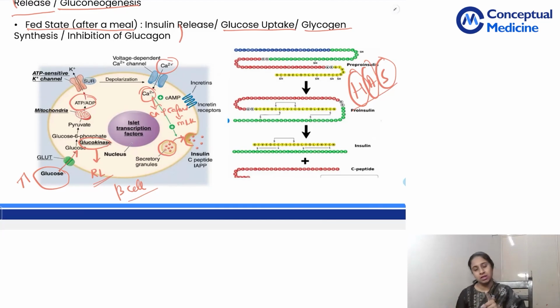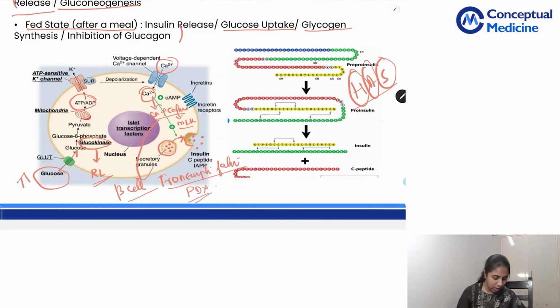Simultaneously, this calcium calmodulin along with the kinase complex will also activate the transcription factors which are needed for insulin synthesis. You have certain transcription factors called PDX. A lot of transcription factors are there. Some transcription factors like PDX would be activated, and they go and sit inside the insulin promoter region of the gene.